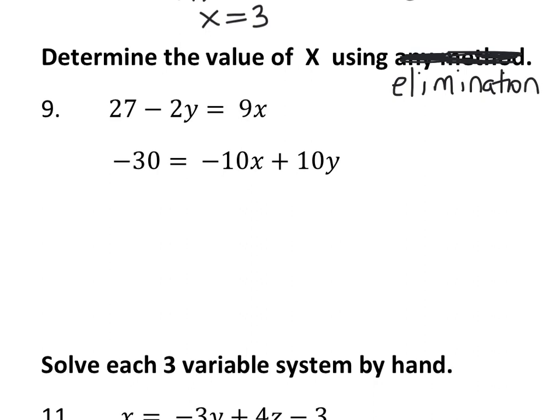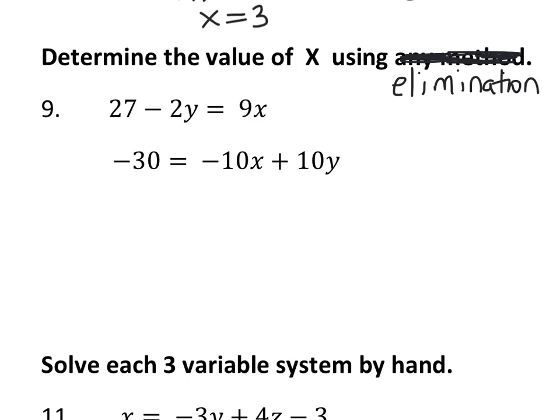It's real important to make sure that you follow the instructions on the test, because if it asks you to use a certain method, then that's the method you have to use. And if you use the wrong method, you lose a lot of points. So it's important to make sure that you are using the correct method. Now with elimination, we're just adding the equations together and eliminating one of the variables.